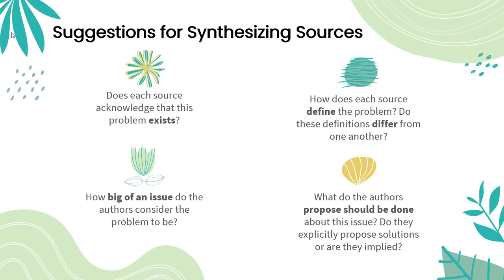How big of an issue do the authors that you found consider the problem to be if they acknowledge that the problem exists and they define the problem in the same way? Then, do they also agree that this is a big issue, a small issue, an issue that is perhaps not as important? What's the value that they place on this issue? And finally, what do the authors propose should be done about this issue? Do they explicitly propose those solutions? Do they lay those solutions out for the reader, or are they implied solutions? These are ways that you can group authors together as if they're in direct conversation.